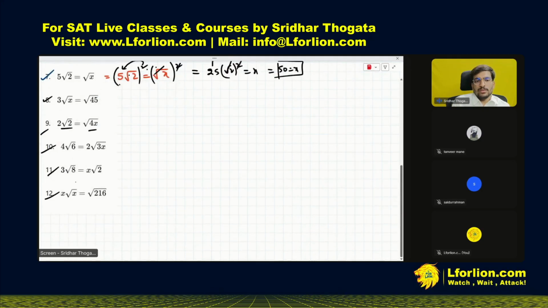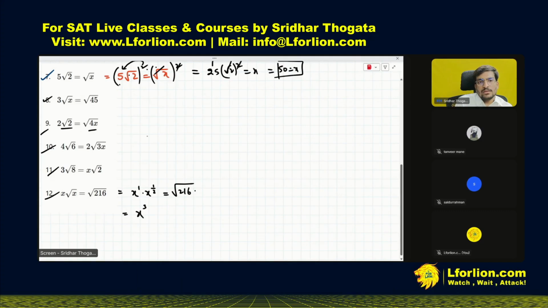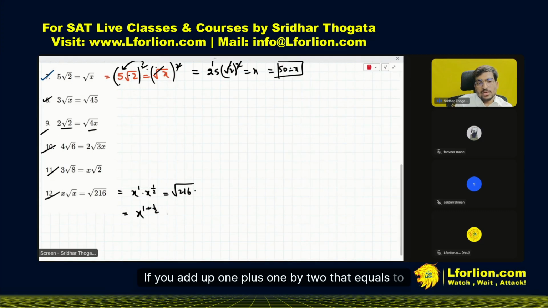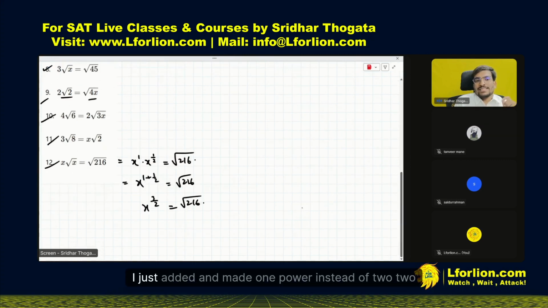Let's do this 12th one. x root x. So what do we get? We want x value only. To get the value of x, we need to obviously square root on both sides. Here actually x is x power 1 by 2, that equals root of 216. So what is this? x raised to the power of 1 plus 1 by 2 equals root 216. So this is x power 3 by 2 that equals root 216. I just added and made 1 power instead of 2 x's.